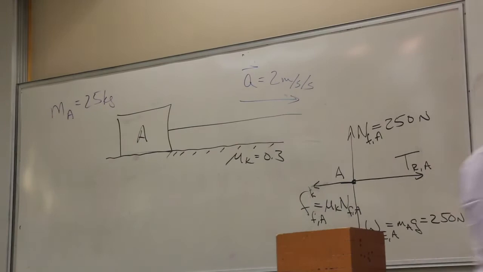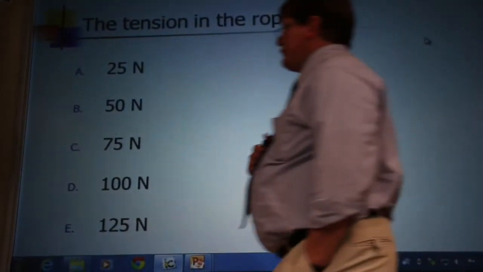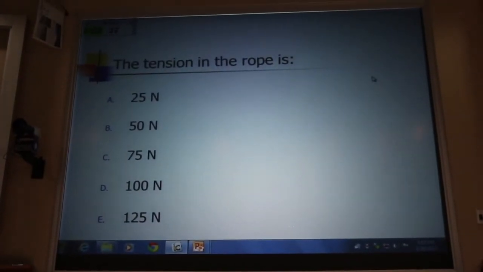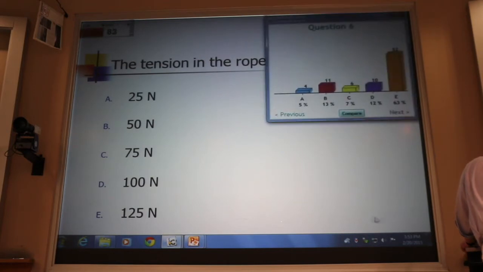Okay, now, tell me what you put for B, the tension of the rope. Can you use Newton's second law is what I'm asking. Okay, get your attendance points. Good, the answer is 125.